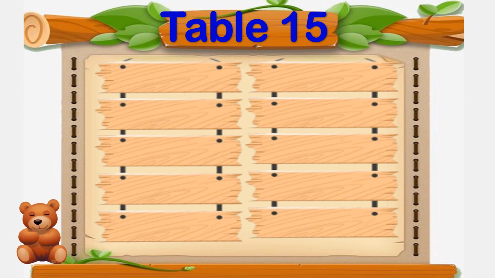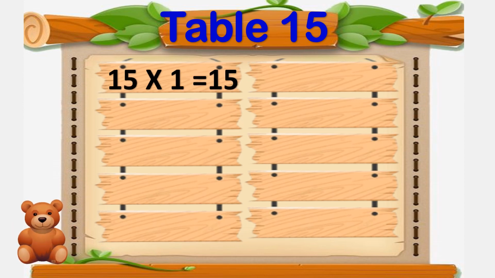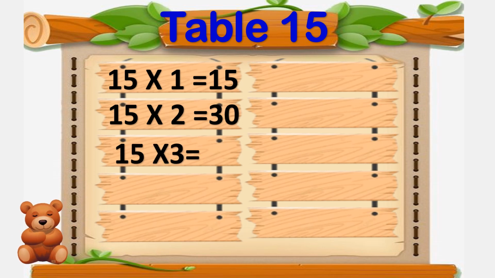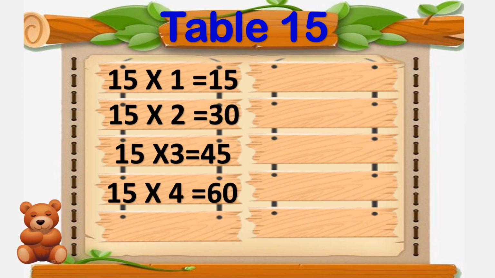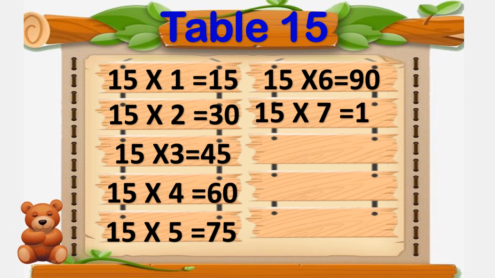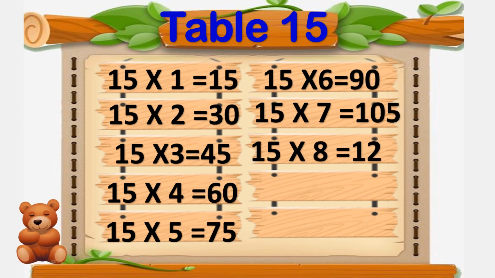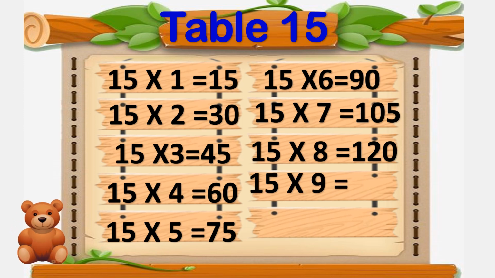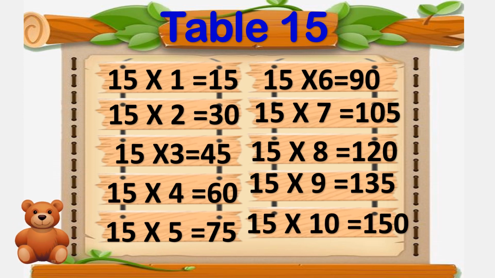Table of 15. 15 ones are 15. 15 twos are 30. 15 threes are 45. 15 fours are 60. 15 fives are 75. 15 sixes are 90. 15 sevens are 105. 15 eights are 120. 15 nines are 135. 15 tens are 150.